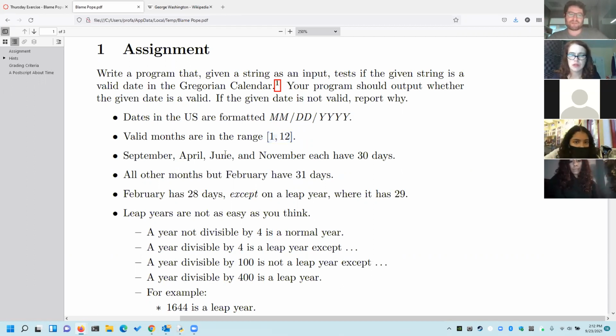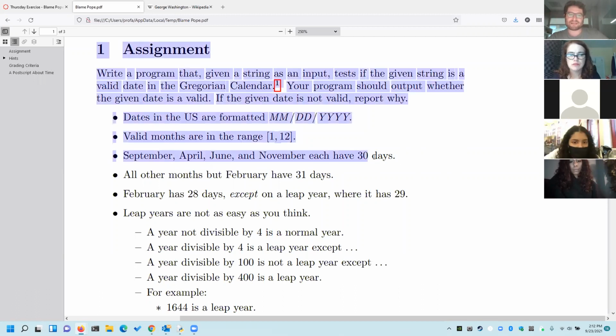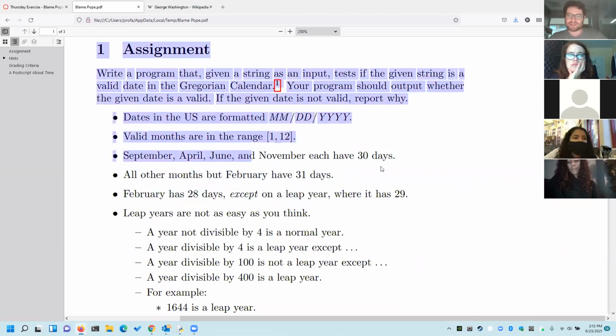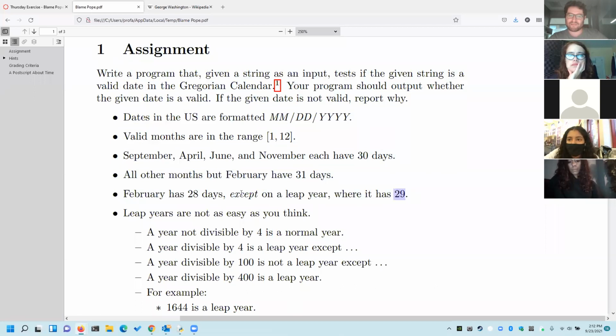September, April, June, November each have 30 days. Every other month, but February, has 31 days, and February has 28 days except on a leap year, right? This is the stuff that you did little rhymes for in class, you know, in elementary school and kindergarten and the like. So February has 28 days except for leap year where it has 29.